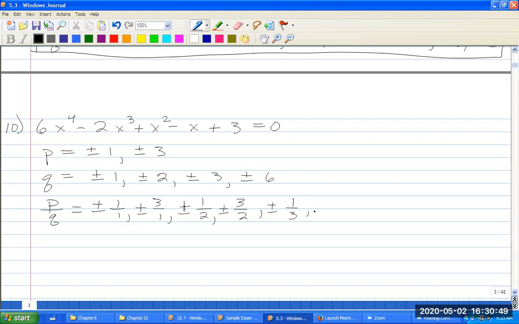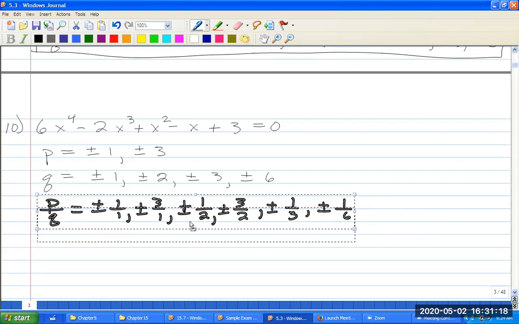Remember that I wanted the P's and Q's to be relatively prime. Lastly, let's do 1 over 6. And then 2 over 6, but again, 2 over 6 is just 1 over 3. 3 over 6 is just 1 over 2. So I don't need to list it. And so these are my possible rational roots.